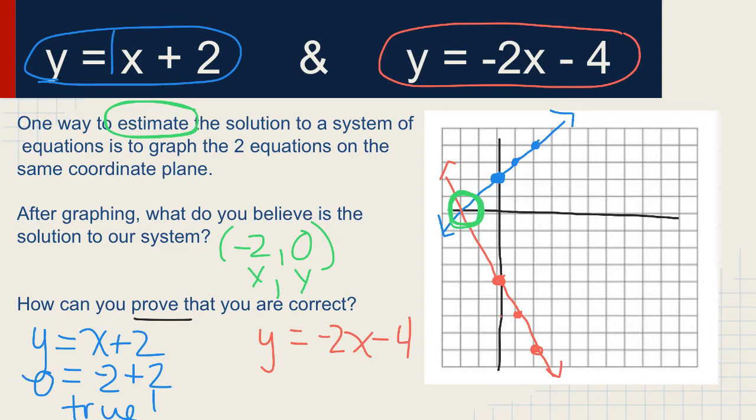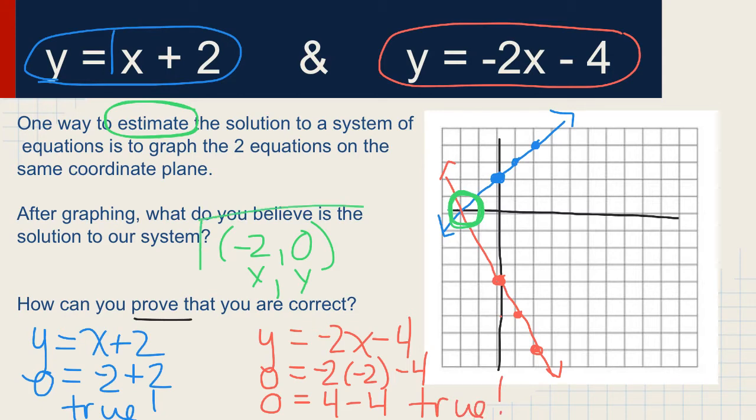Okay, let me try the same thing with my red equation. The y value was 0. I had -2 times my x value, and then -4 at the end. If I work this out, -2 times -2 is 4. That's also true. So if that ordered pair works for both equations, then this is indeed my answer.